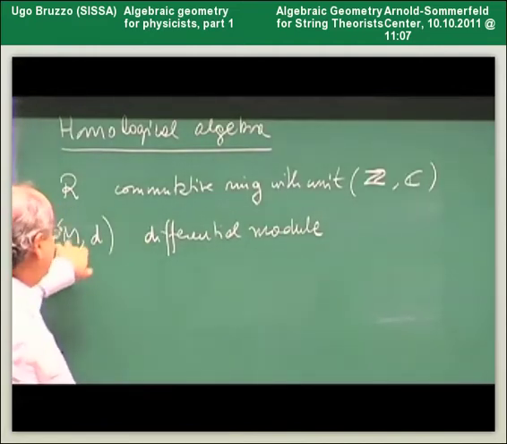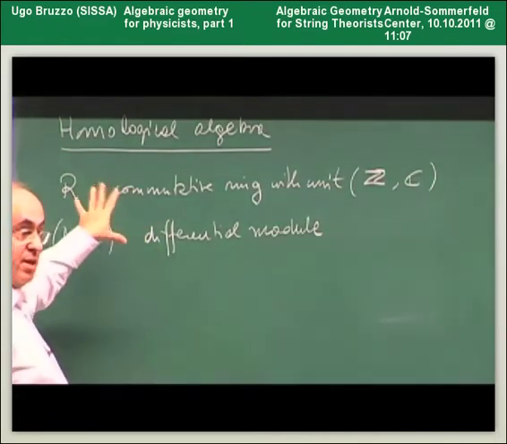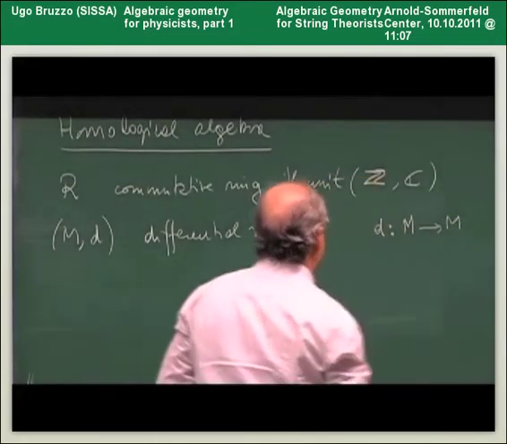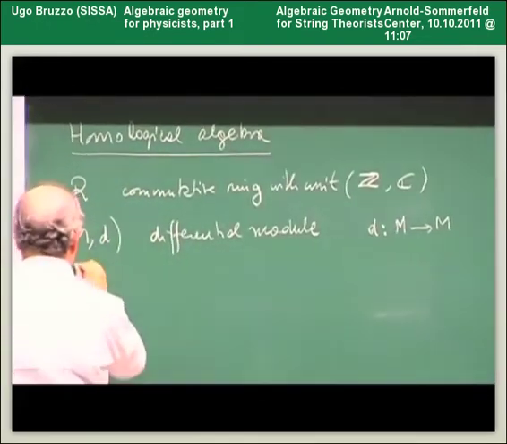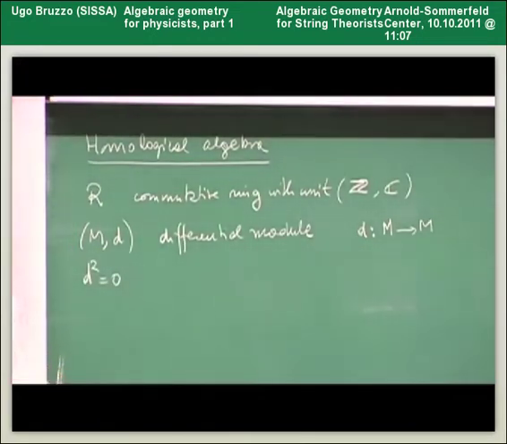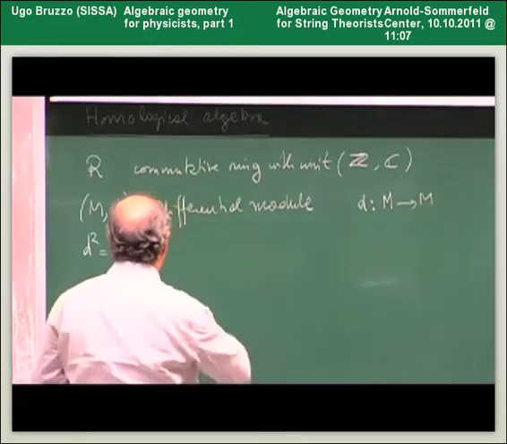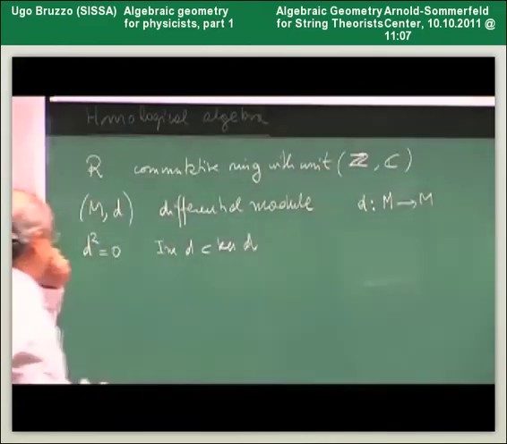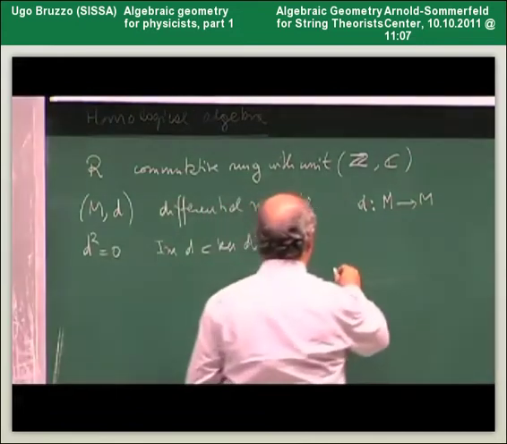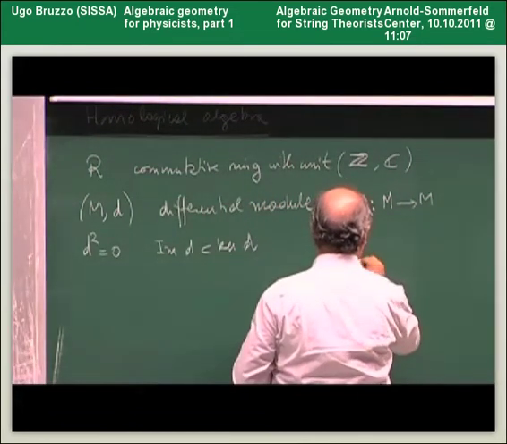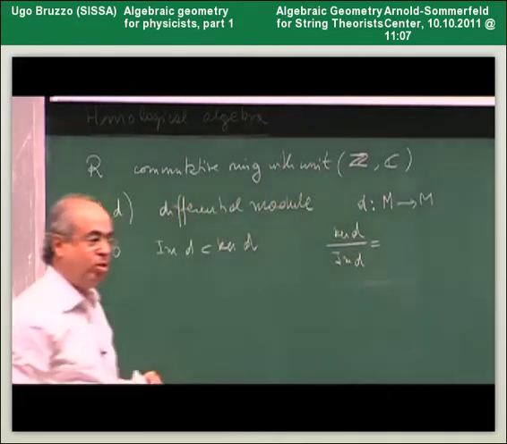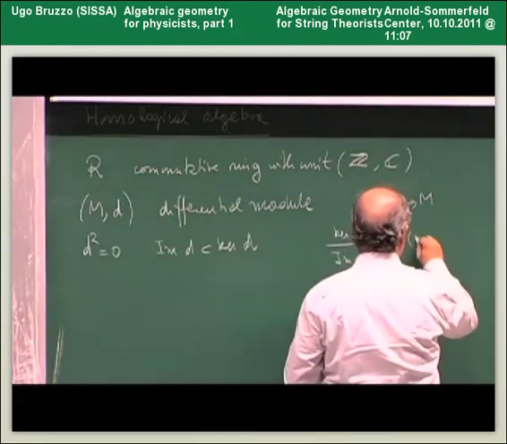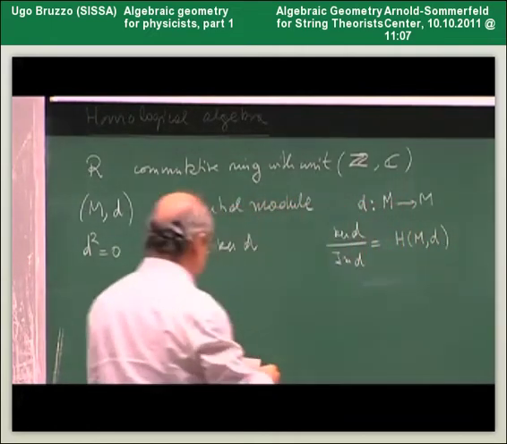So the idea is that M is a module over R, and we have a map d of M as a module over R, with a property that this map squares to zero. And this map is usually called the differential. Since the map squares to zero, its image is contained in its kernel, and therefore we may take a quotient. And at this point, actually, to say homology or cohomology makes no difference. Let me call it cohomology. And we may denote it like this.